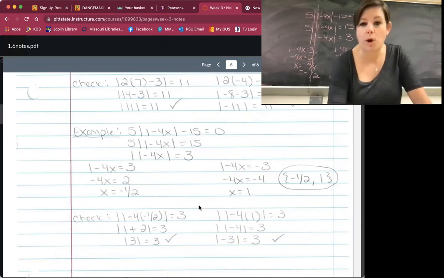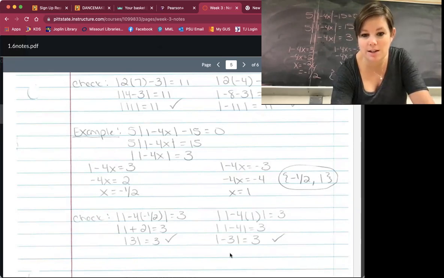So that is section 1.6, and that is the end of this.